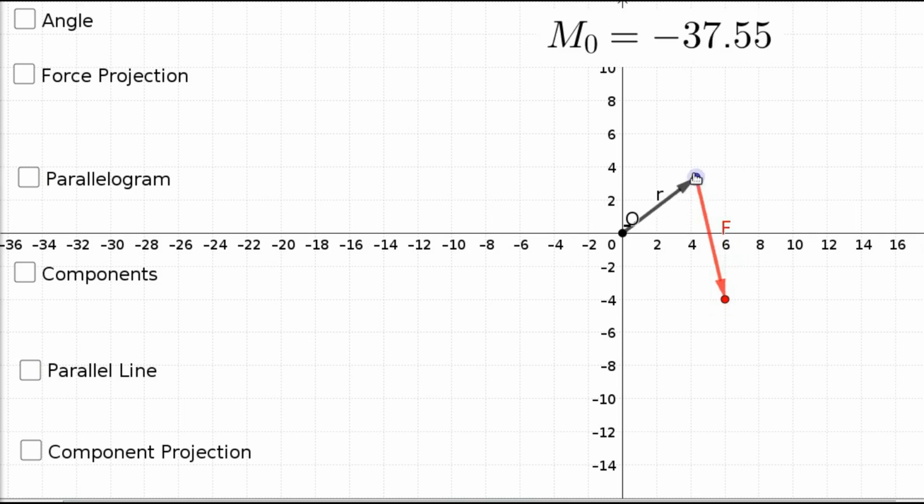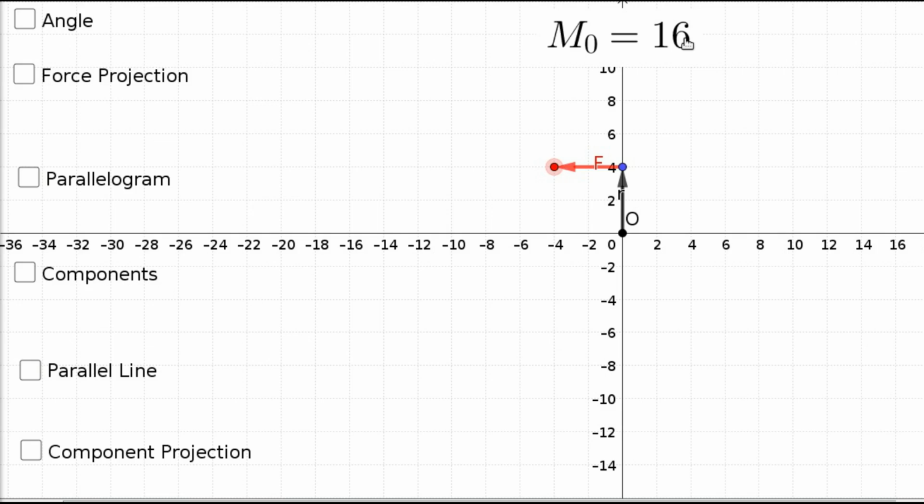As long as these are at right angles, it's fairly easy to calculate the moments. Here we have 4 times 4 is 16, and again it's trying to rotate it clockwise, so it's a negative 16. The other direction, we're at a positive 16.